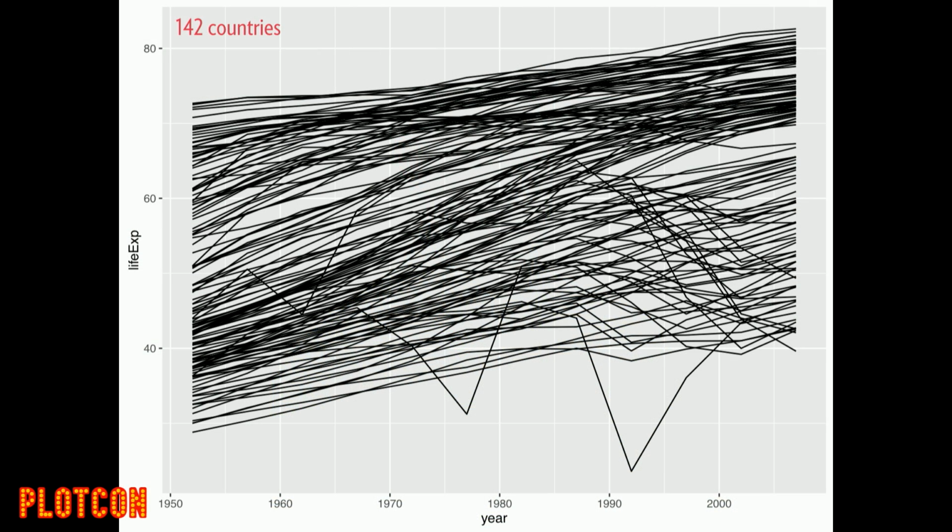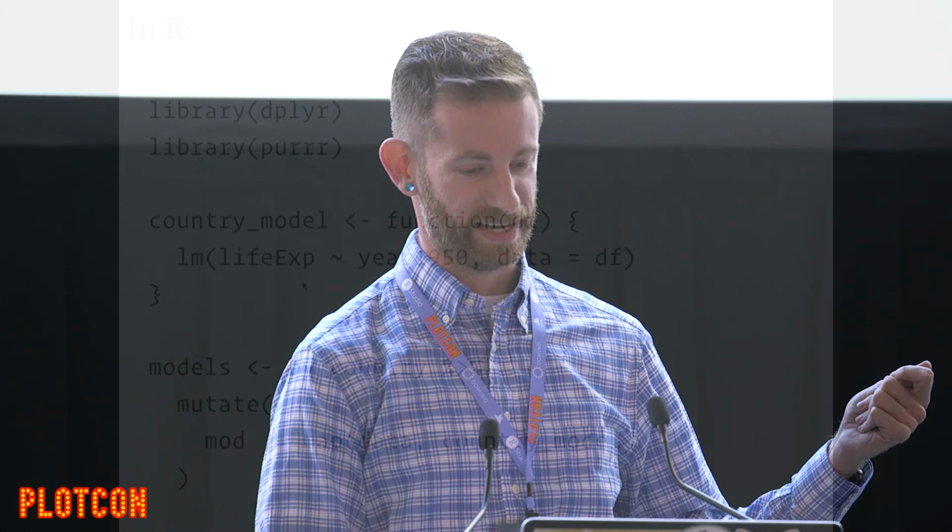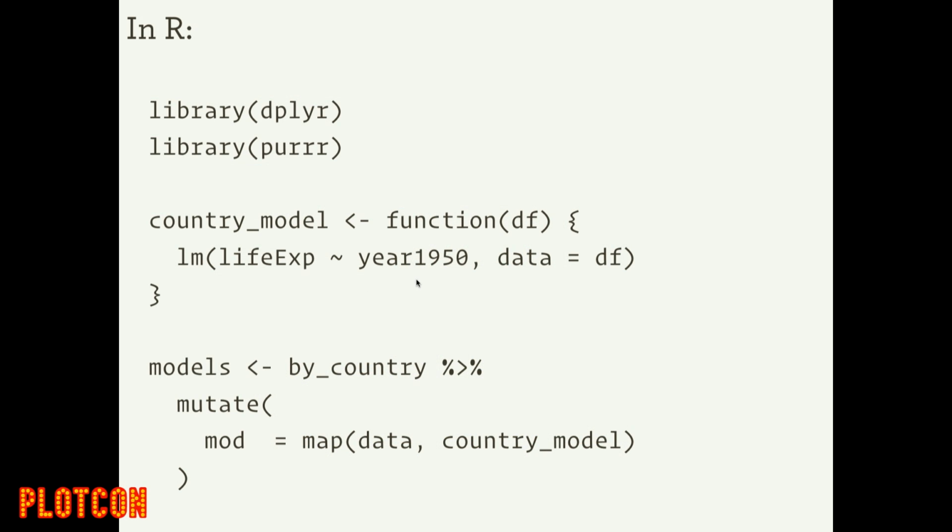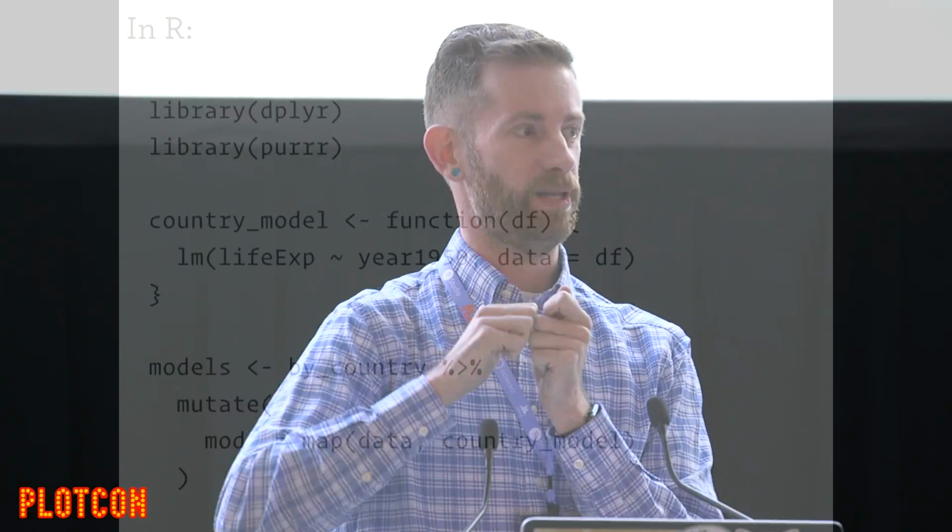Okay, so I've got 142 countries. Each of those is a line on this graph. I've got a data frame where one column is the data for that line, and I've now got another column, which is the model, the linear model. And I should emphasize, this is pretty much the simplest possible model you can fit, right? I'm just going to predict life expectancy with some intercept plus some slope times the number of years since 1950.